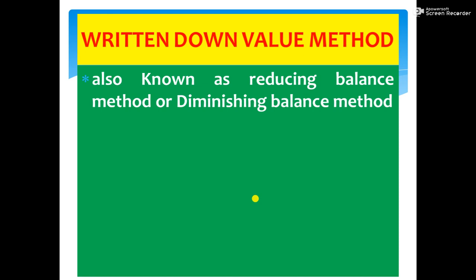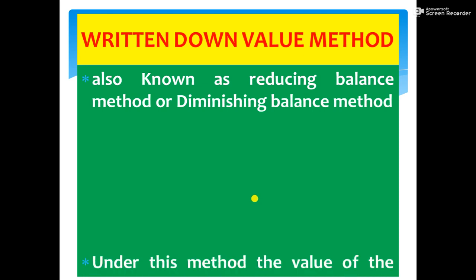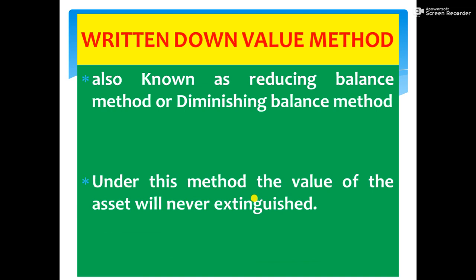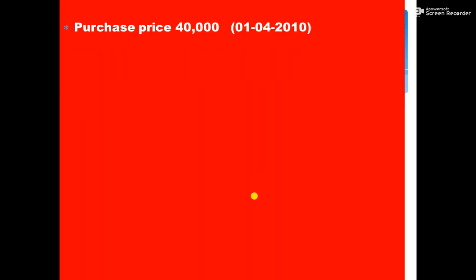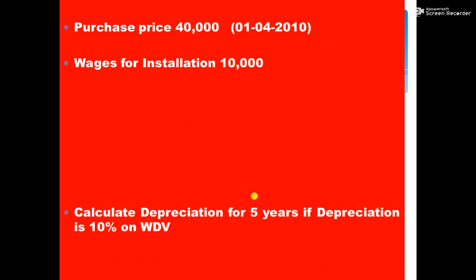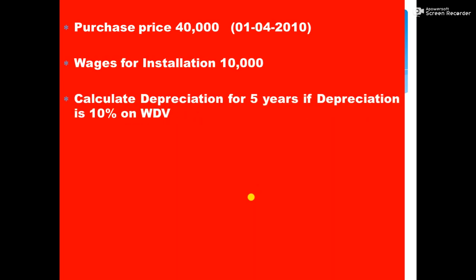Under this method, the value of the asset will never be extinguished. You will see an example. An asset was purchased for ₹40,000 on 1/4/2010. Wages for installation 10,000. Calculate depreciation for 5 years if depreciation is 10% on written down value. So total cost is 50,000.